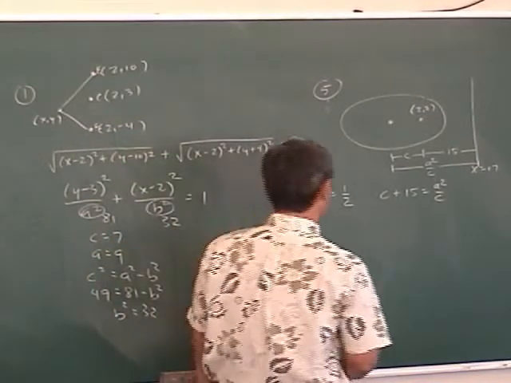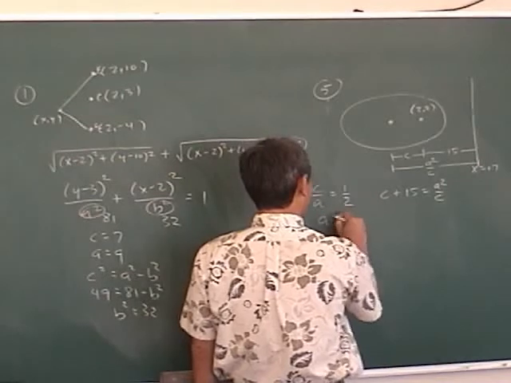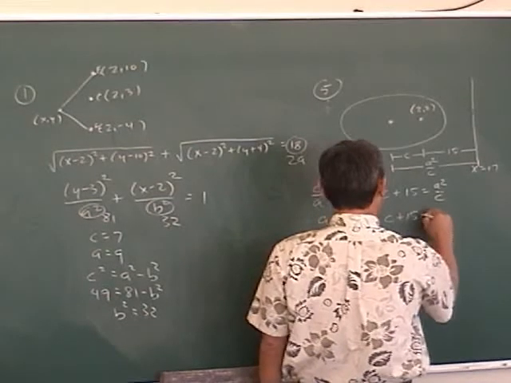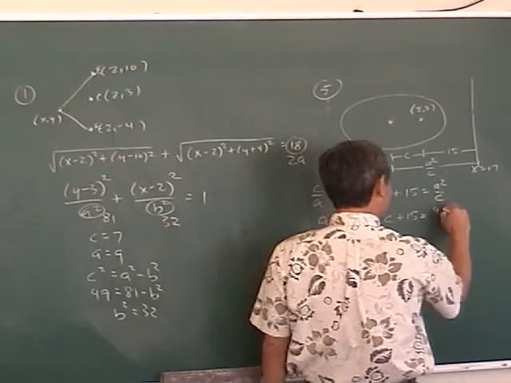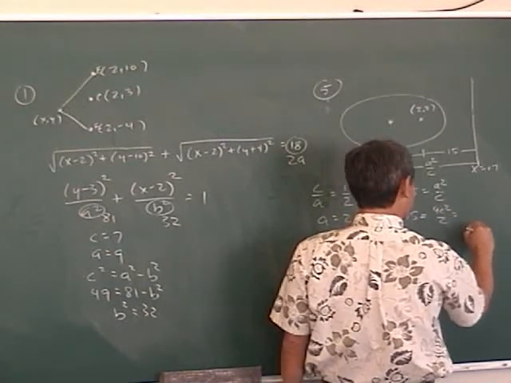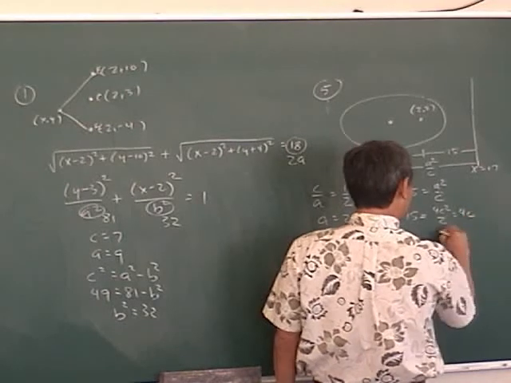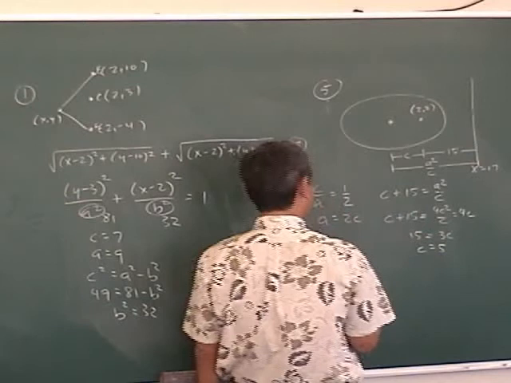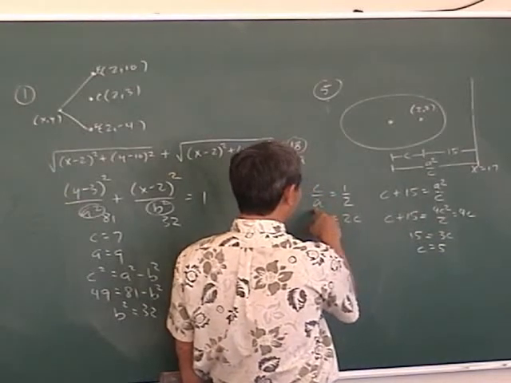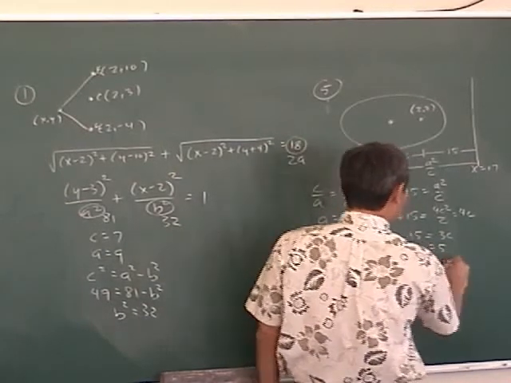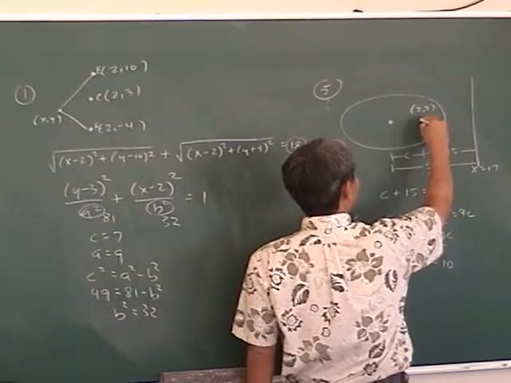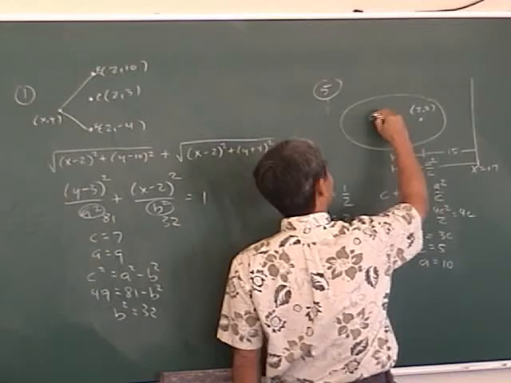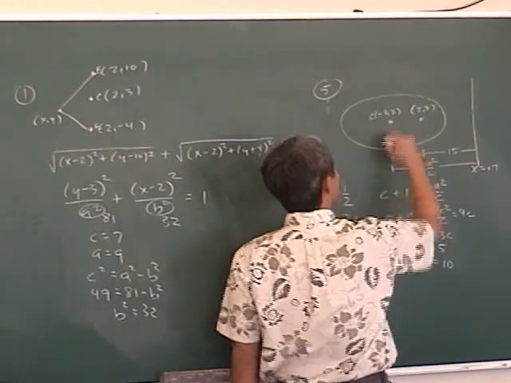Okay, I'll solve it. Cross multiply here, so A equals 2C. Substitute it in there. So C plus 15 is equal to A squared, which is 4C squared over C, which is 4C. 3C equals 15. C equals 5. So if C is 5, what's A? 10. Now once you know C is 5, that means the distance from here to the center is 5. So if I go 5 to the left, where am I at? -3, 2. We got the center.